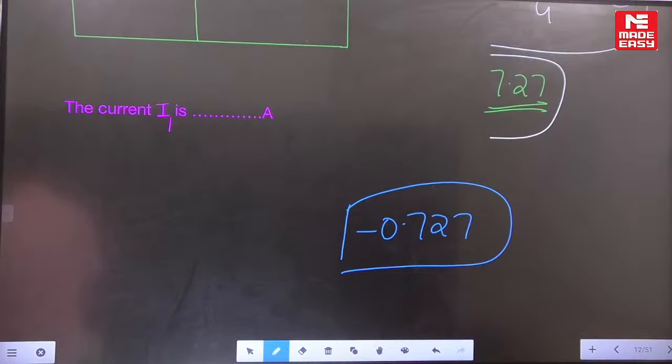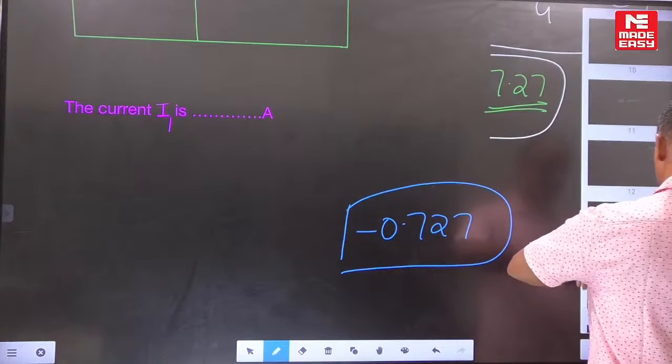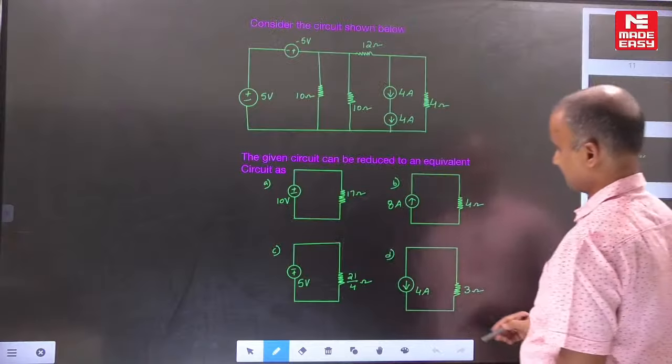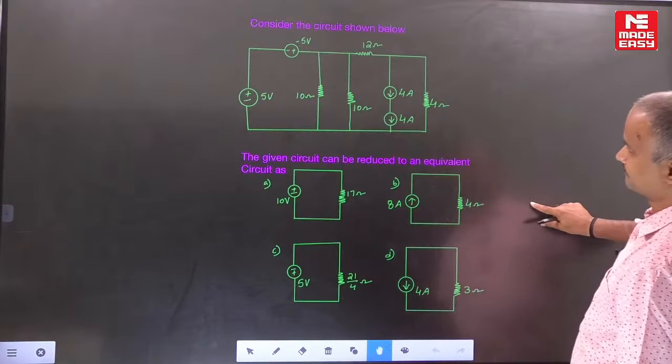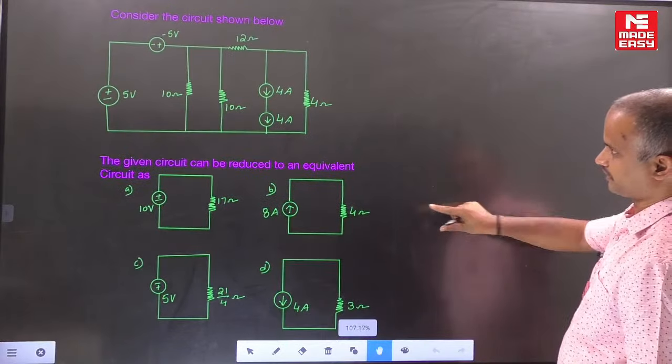Okay. Very good. Minus 0.727. Okay. Very good. Okay. Now this is a very easy question. Can you identify which one is the appropriate option?